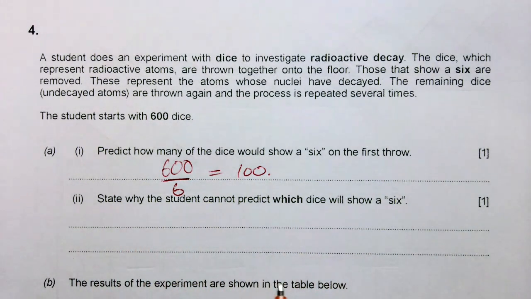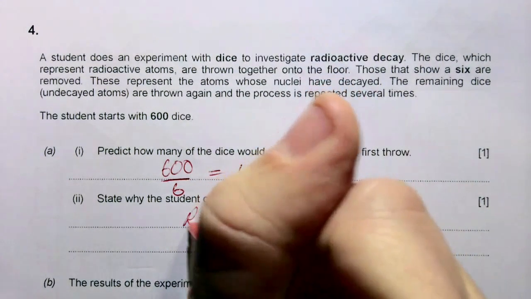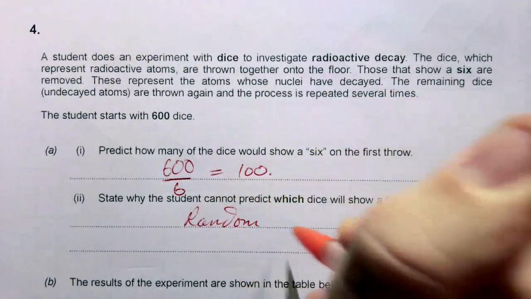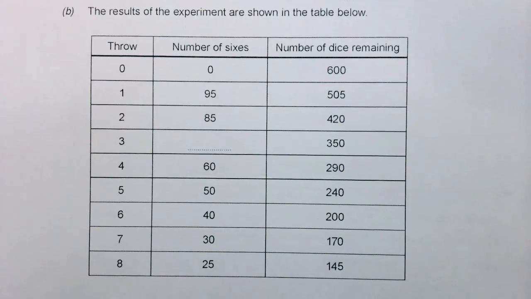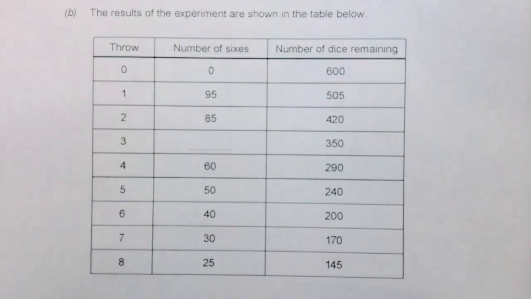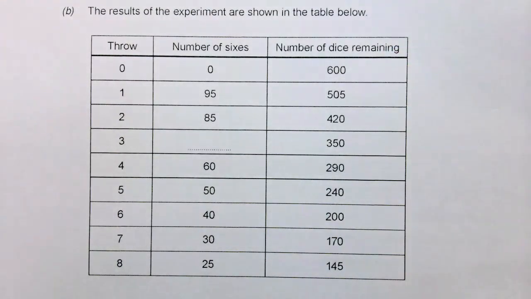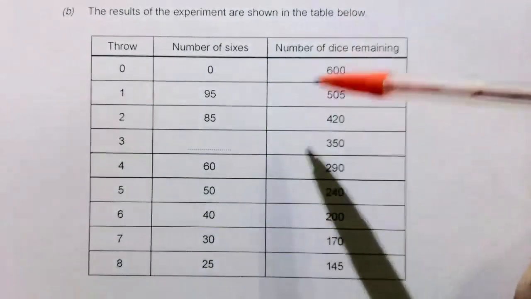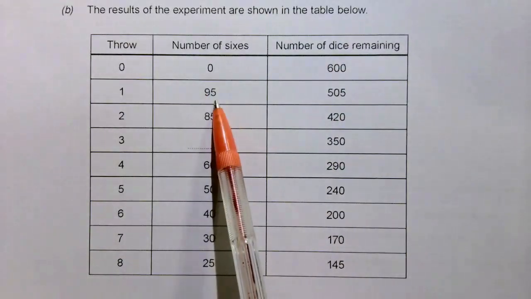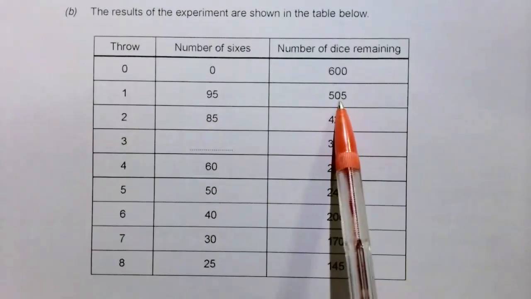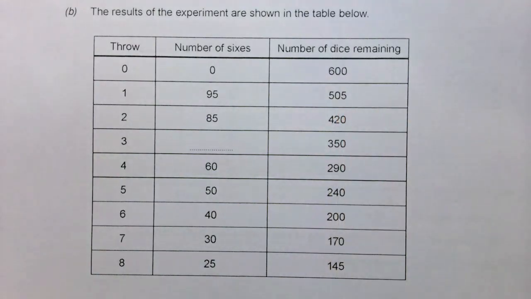State why the student cannot predict which dice will show a 6. And this is because it's a random process. You might have a table such as this, where we've got the results. So you've got the throw number here. We've got the number of 6s, and then we've got the number of dice remaining. You can see the pattern here, okay? So we start off with 600 dice. We throw 95 6s, and then we're left, of course, with 505.